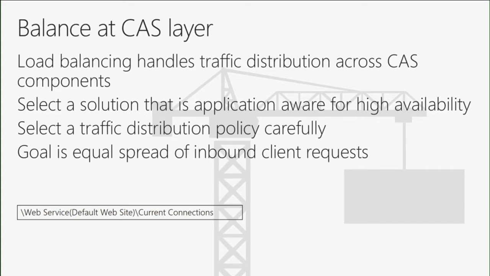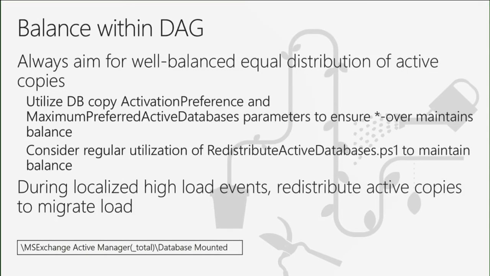There's a performance counter on screen that's a good one to monitor. You want that to be as even as possible across those CAS servers or those multi-role servers. Within a DAG, we always want to have a good equal distribution of active database copies. We ship the product with a script that helps you do this. You can actually automate this. You can run that script out of Task Scheduler and just let this happen behind the scenes. Let Exchange figure out when it's safe to rebalance things for you. It's a great best practice.